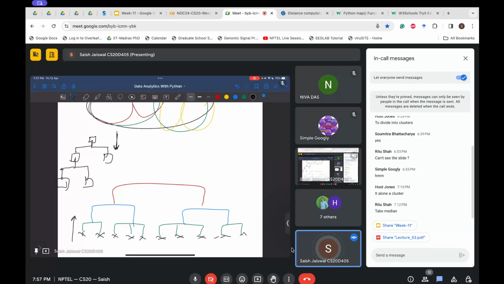So this is divisive clustering, and this is agglomerative clustering, where you are trying to club. Everything is a separate cluster initially, and then you try to merge them, and then merge further. In the case of divisive, everything is combined already, and you try to divide them further and further at each level. So that's the basic concept behind hierarchical clustering, the two types being divisive and agglomerative.